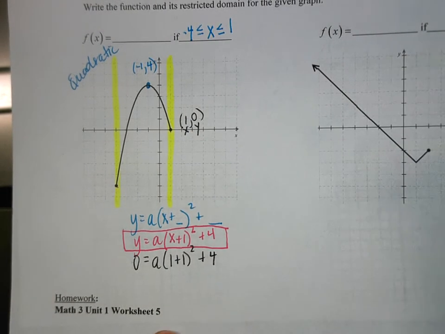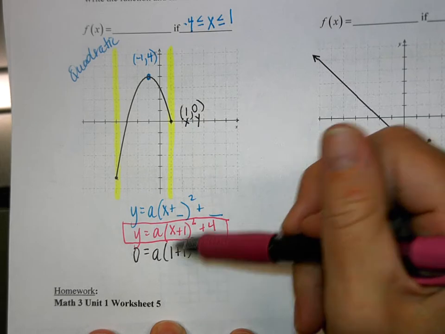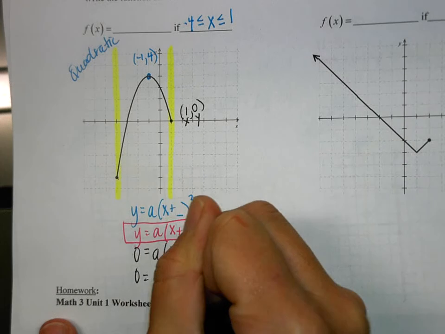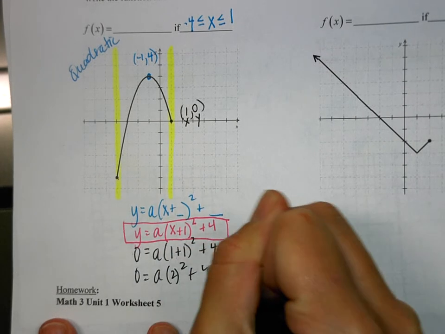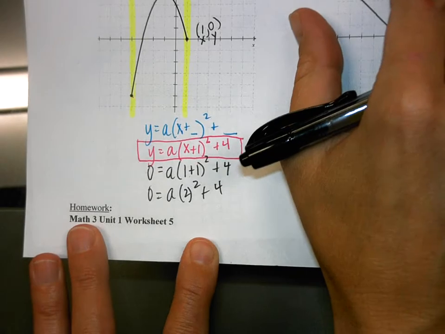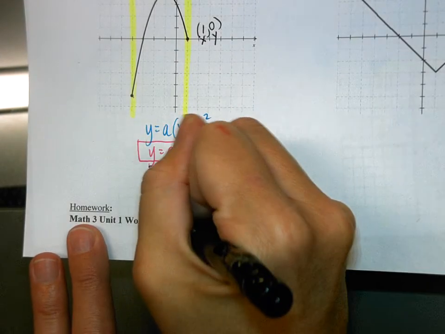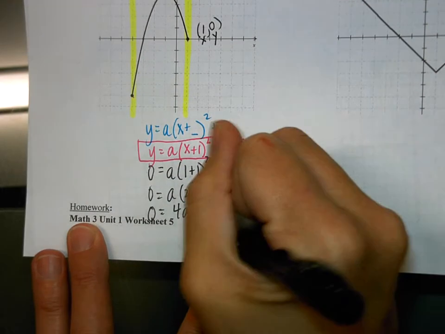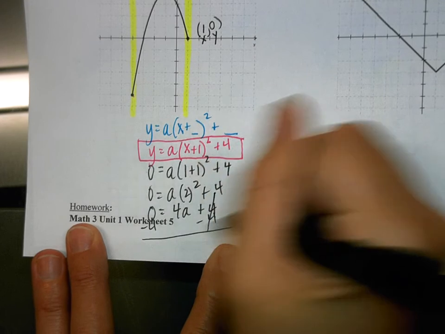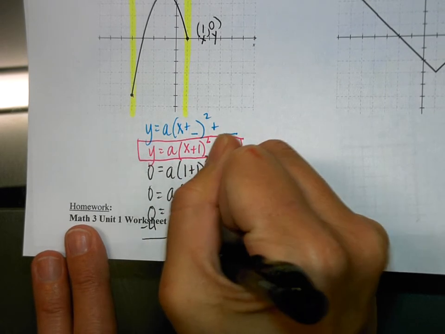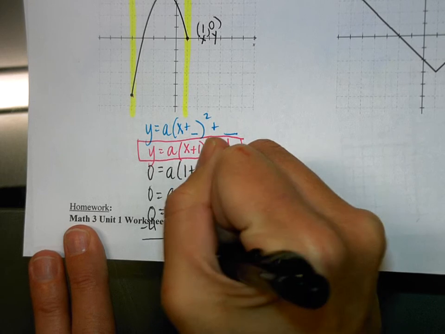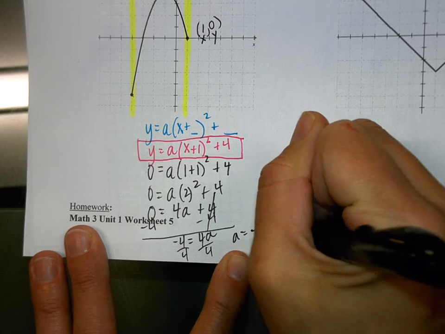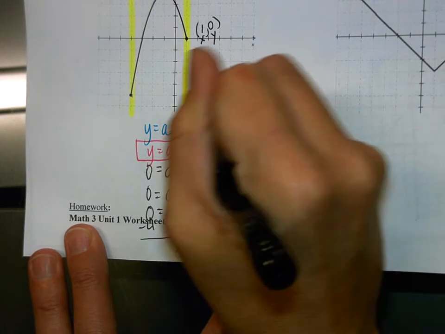So I'm plugging in 1 for x and 0 for y. And then we're simplifying. What is 1 plus 1? 2. Okay? And then what is 2 squared? 4. So I have 0 equals 4a plus 4. And what do I do to solve that? Subtract 4 from both sides. This eliminates. We have -4 equals 4a. We divide by 4. And what does a equal? -1. Good. So -1 goes in for my a value.